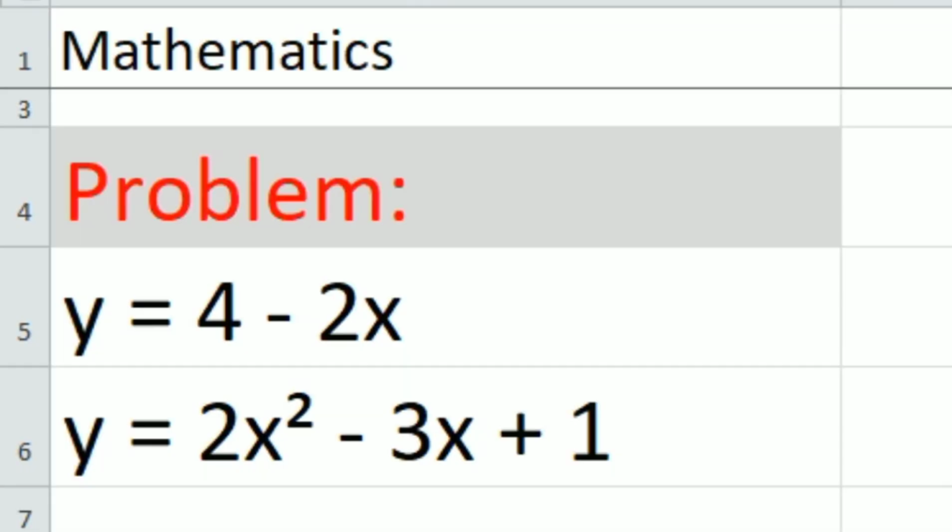Look at the screen now. We're going to look at this problem. So the simultaneous equation says, it's a pair of them: y equals 4 minus 2x and y equals 2x squared minus 3x plus 1.